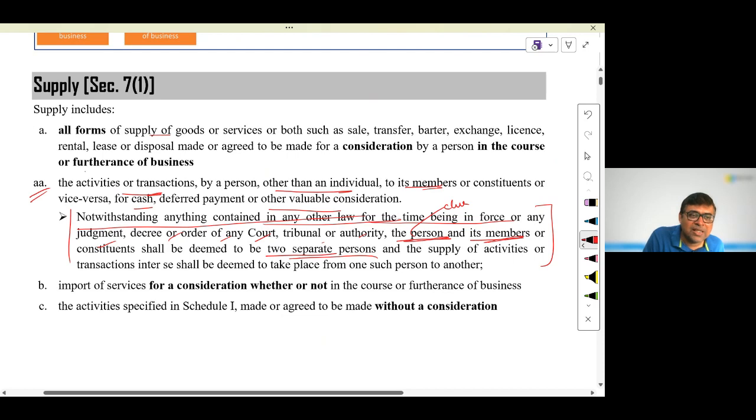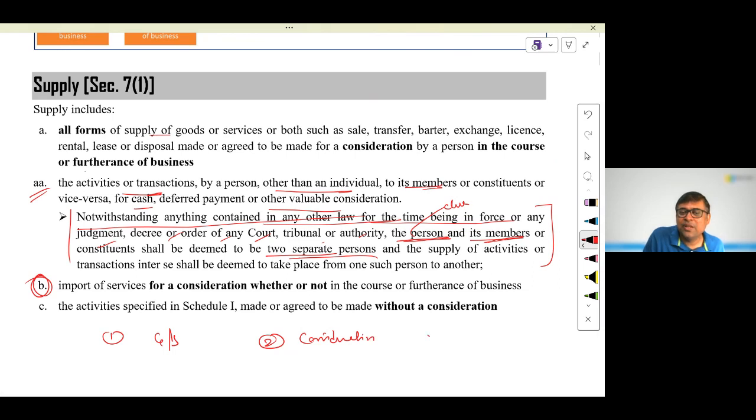Number three is somehow deeming in nature. Deemed supply, one can say that it is of a deemed nature. Basically, there are three requirements: number one, supply of goods or services; number two, it is against consideration; and number three, it is for business purpose.